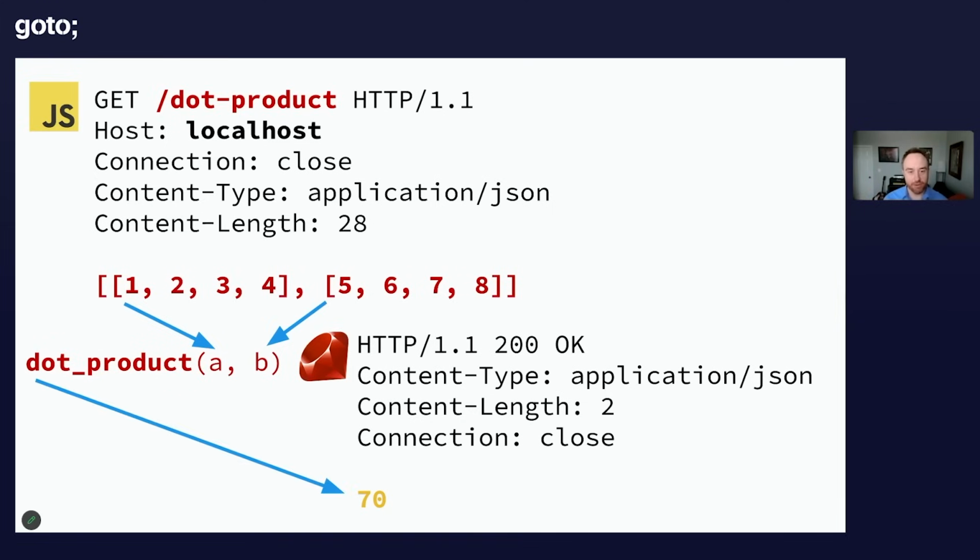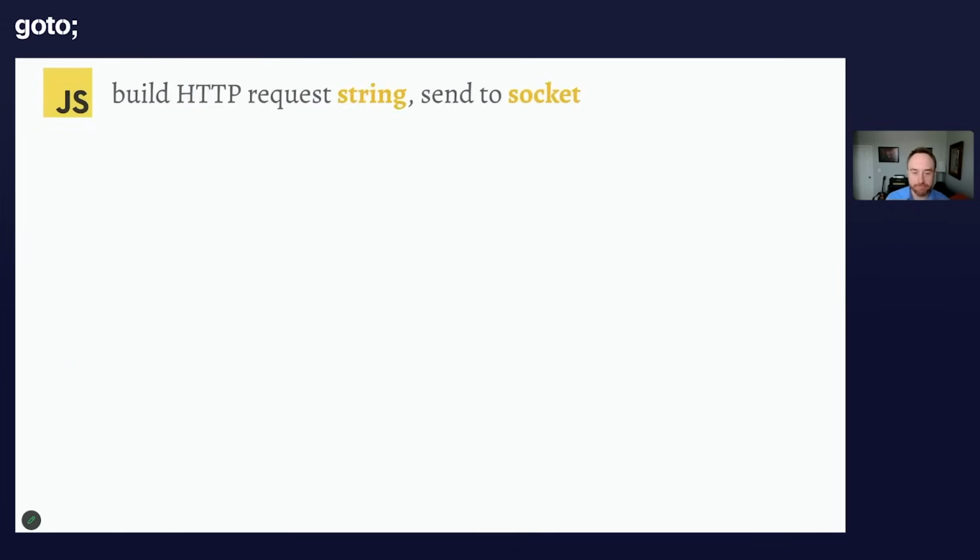JavaScript builds the HTTP request. It's got the arguments in there. Ruby receives those arguments, deserializes them from JSON, makes the response, calls dot product, actually gets the response, then makes the response and sends it back over the network to JavaScript.